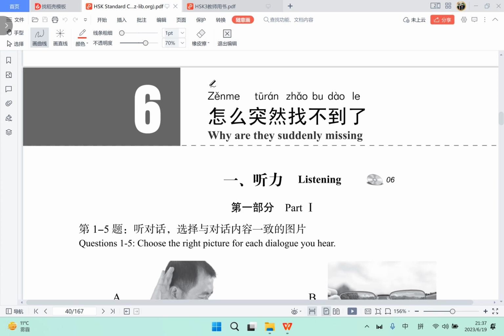The title here, 怎么突然找不到了? So 怎么 normally we use this word as how, but in daily life actually this word is frequently used as why. 突然 suddenly, 找不到: 找 to search, to find, 不到 here is a complement of possibility. So 找不到 can't be found. 了 indicates the changing of the situation. Before, it could be found, but now it can't.